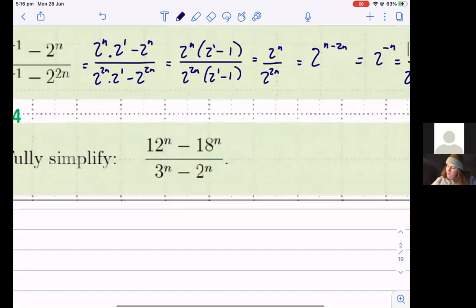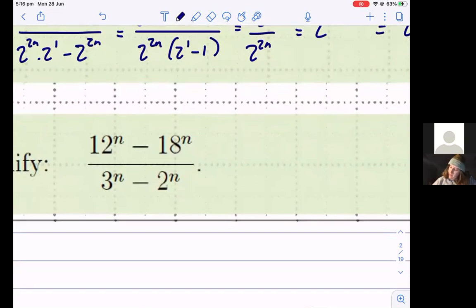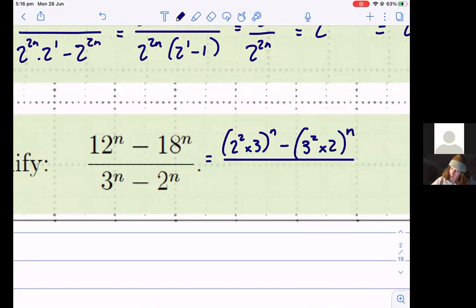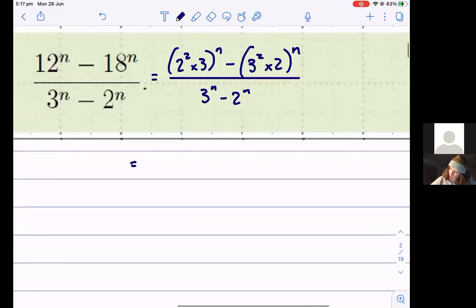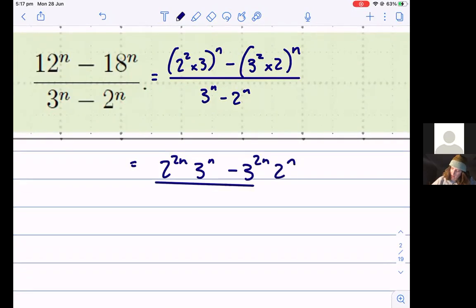Fully simplify this one. Because we've got 3 to the n and 2 to the n on the bottom, I want to express everything in terms of those. So 12 is the same as 2 squared times 3, because it's 4 times 3. To the n minus 18 is the same as 3 squared times 2 to the n. We're going to have it over 3 to the n minus 2 to the n. So this is going to give us 2 to the 2n, 3 to the n minus 3 to the 2n, 2 to the n over 3 to the n minus 2 to the n.